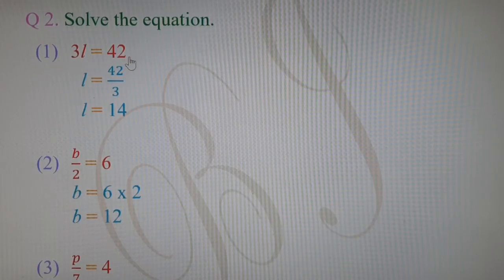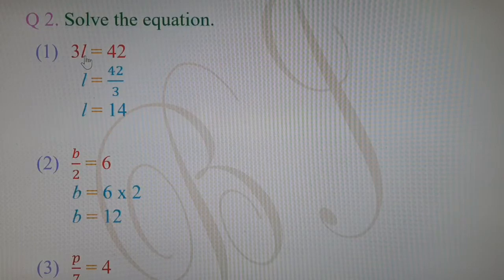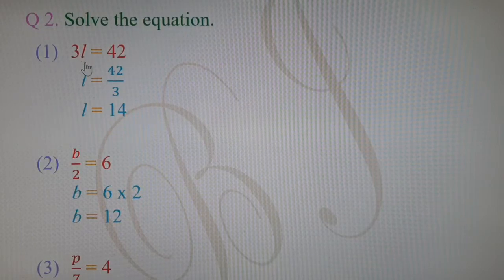3L is equal to 42. So the value of L has to be found. The value of the variable L has to be found. The alphabet is known as the variable. So here the alphabet L, we have to find its value. So the variable L is equal to 42 upon 3. How did we get this? Because L has to be kept alone. The value of L has to be found. So L has to be kept alone and all the neighboring integers or numbers next to it have to be sent to the other side.